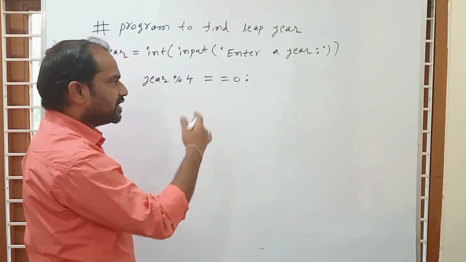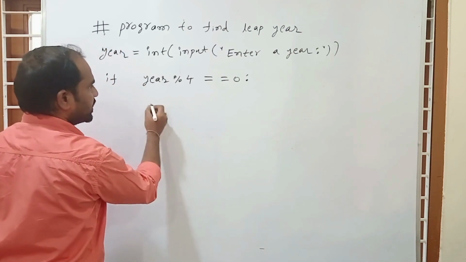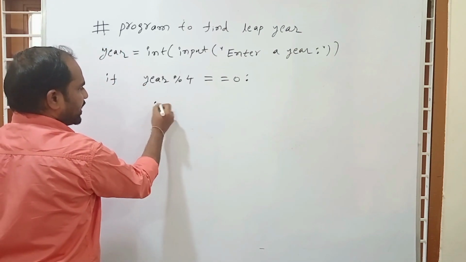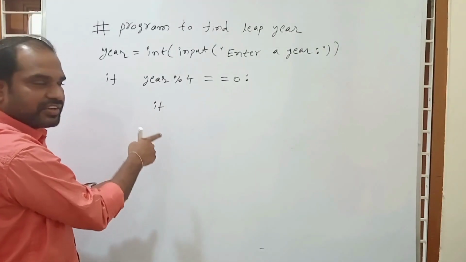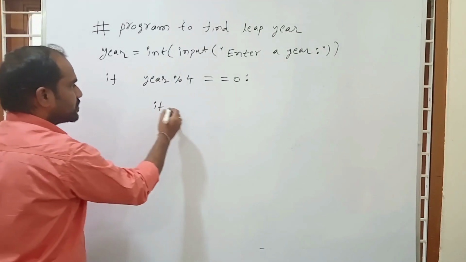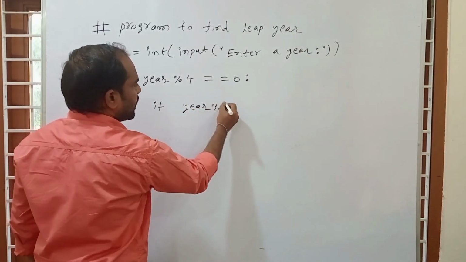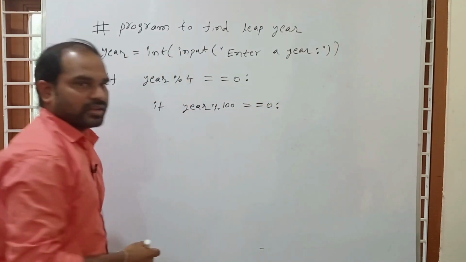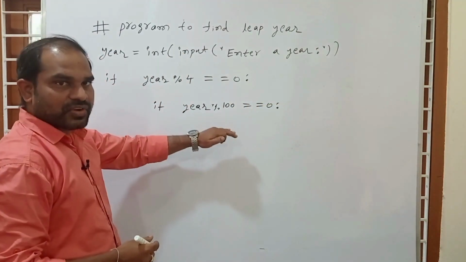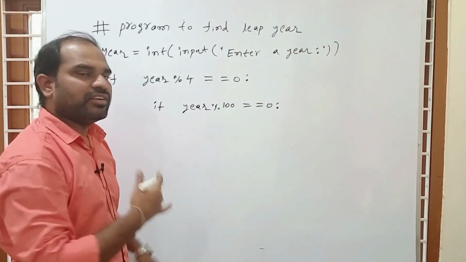So we have to check whether that year is divisible by 100 or not. So then one more if condition. Here we will provide indentation, so the next upcoming statement will be written using indentation. Right. So if year percentage 100 equal to 0. If it is also satisfied, then we have to check whether that year is divisible by 400 or not.